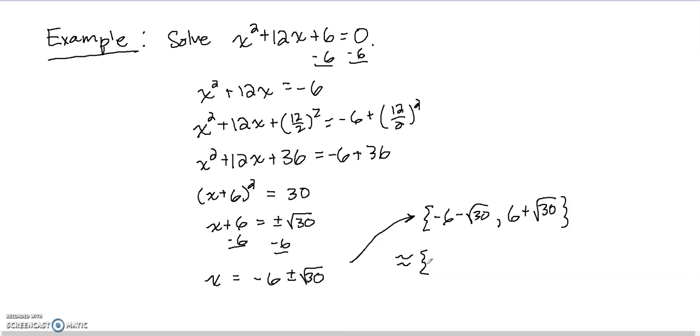Negative 6 minus the square root of 30 comes out to negative 11.48 if we round it to 2 places. And the larger value, negative 6 plus the square root of 30... Oh, that's a mistake. I'm sorry. This should be negative 6 plus the square root of 30. So that is my mistake. So that is not the correct value.